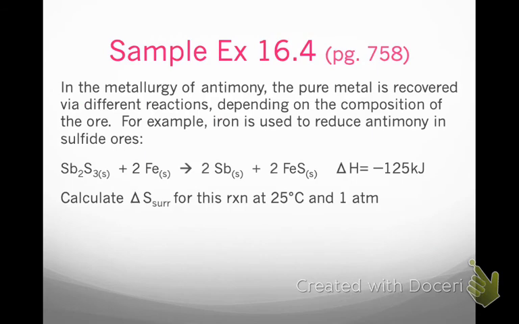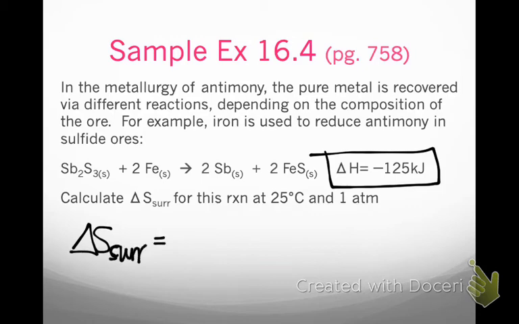Now, before we do this sample exercise from your textbook, I want you to take a look at this reaction. It's a reaction of iron with an antimony sulfide, and it's producing an iron sulfide and antimony metal. And the reaction is exothermic. My delta H is negative 125 kilojoules. So when I think about the equation that I'm using, delta S of the surroundings is negative delta H over T, I should get a positive delta S, which is what I want because it's exothermic. The temperature is 25 degrees C, and the entropy of the surroundings should be increasing because I'm adding more heat to the surroundings.